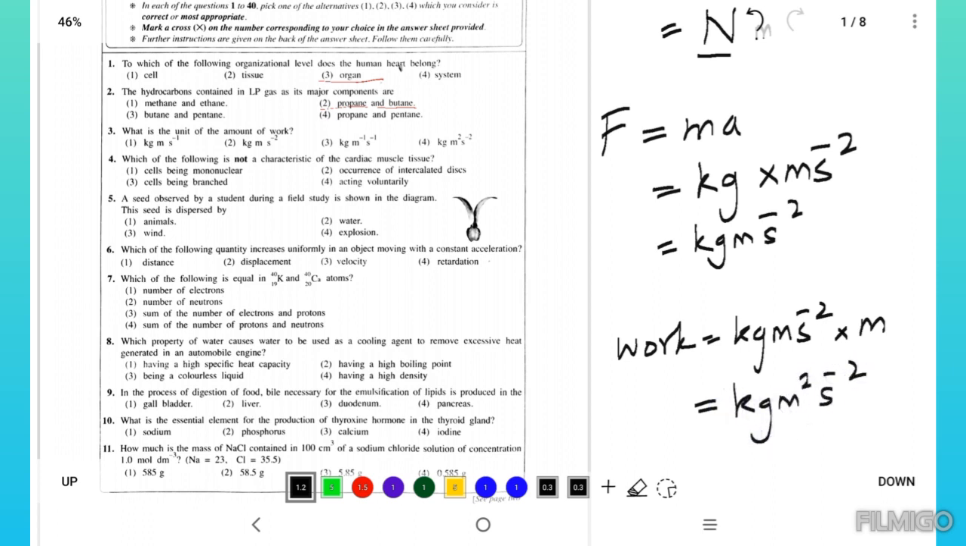This answer is given in the fourth answer. So for the third question, the answer should be the fourth.